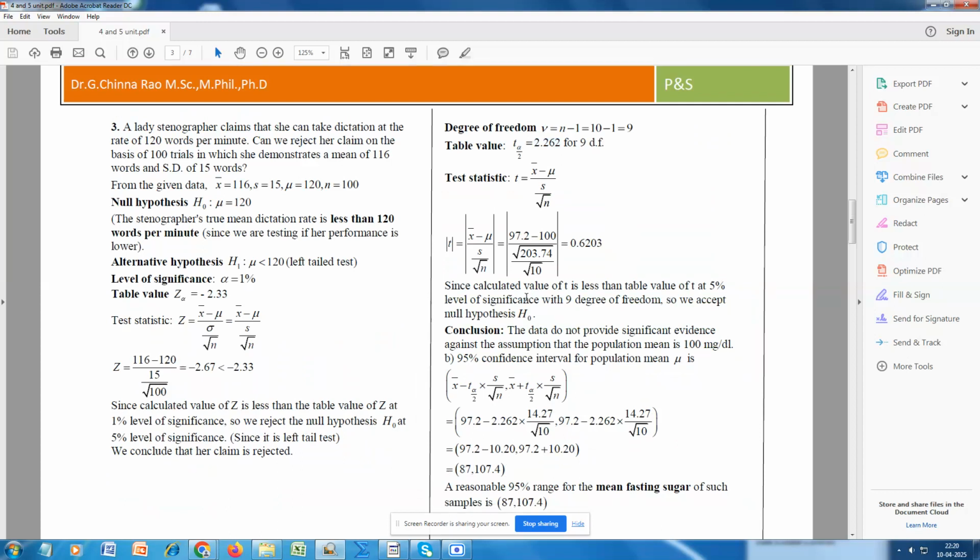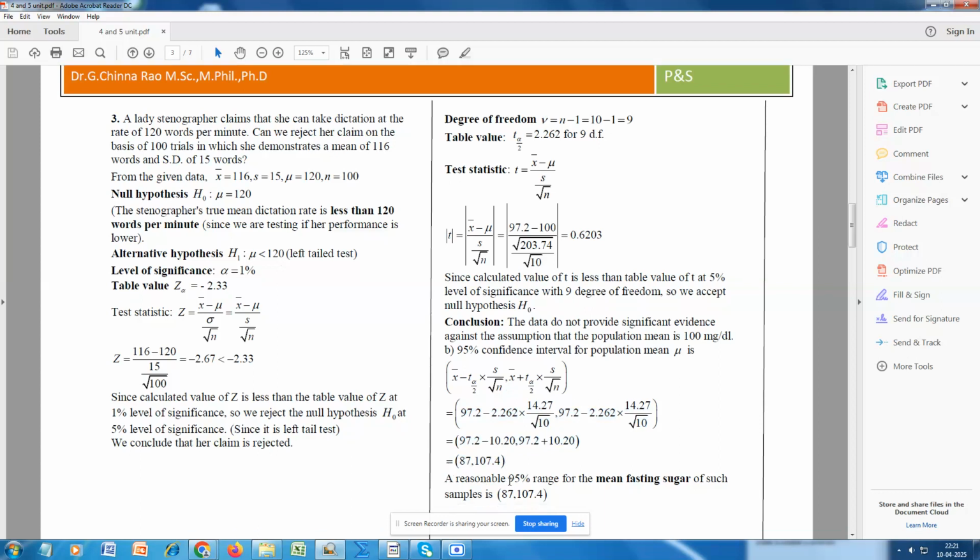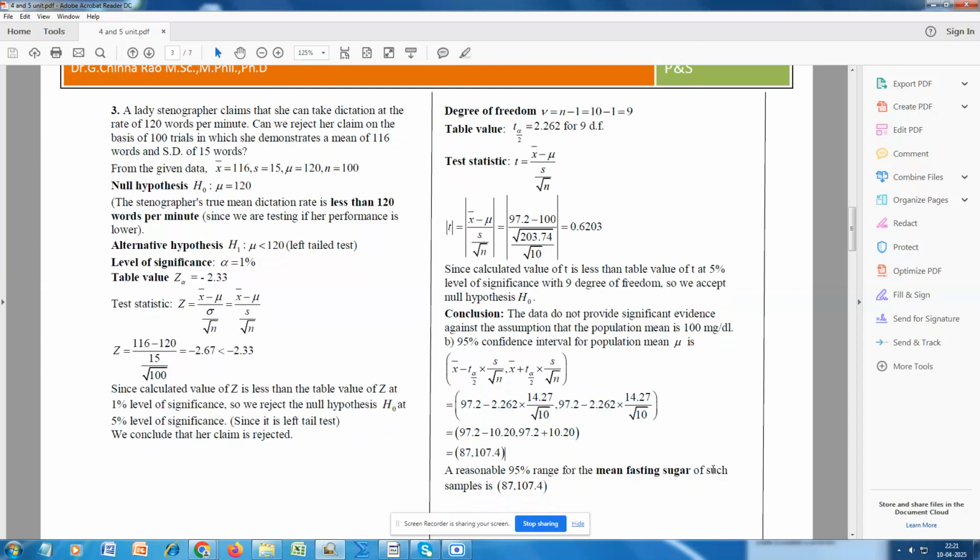Therefore, our population mean lies in this range. 100 lies in between 87 and 107.4. Okay, this is called 95% confidence level. So 95% confidence level is the interval 87 comma 107.4. This is called the 95% confidence interval.